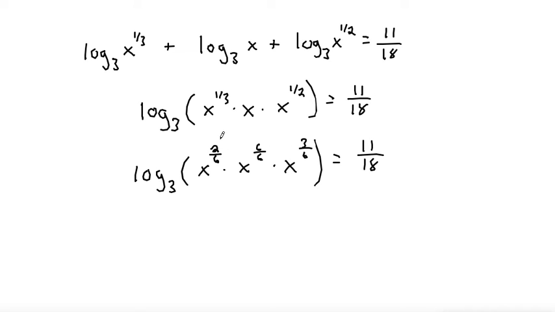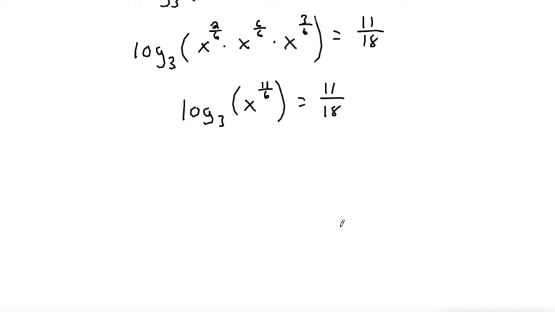Now we can add 2 plus 6 is 8 plus 3 more is 11, so that is log base 3 of x to the 11 over, the denominator stays the same, 6. Now we've simplified to a single log with a single variable. So now let's switch this back to exponential form to finish solving. So we'll do the base 3 to the power of the opposite side, 11 over 18, is equal to what's inside the log.